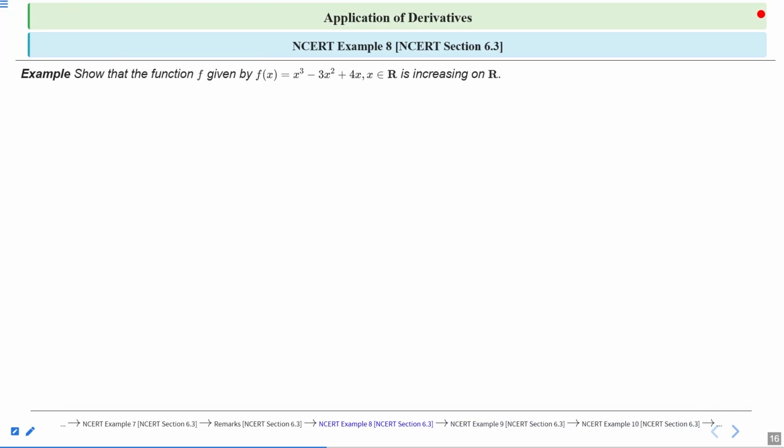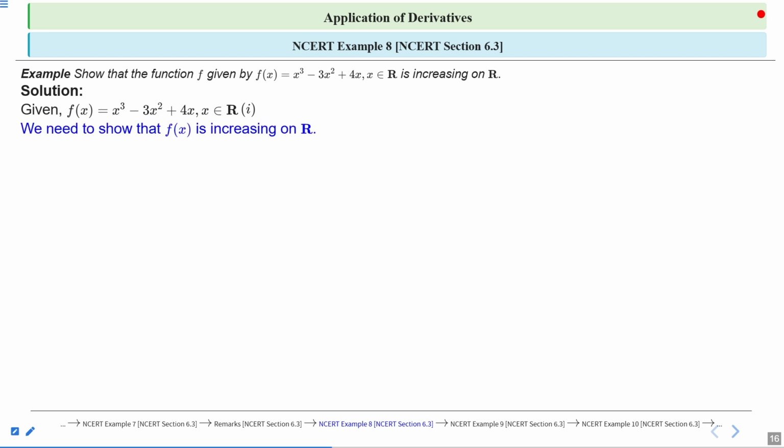The example says, show that the function f given by f(x) = x³ − 3x² + 4x, when x belongs to real, is increasing on all real numbers. So let's see the solution part. Given f(x) = x³ − 3x² + 4x, when x belongs to real. We need to show that f(x) is increasing on R. If we are able to show that f'(x) is greater than 0 for all x belongs to real, then our work is done.